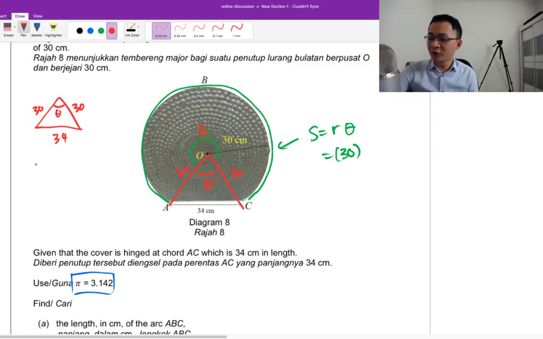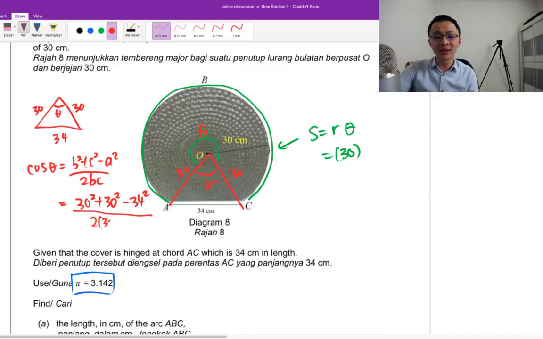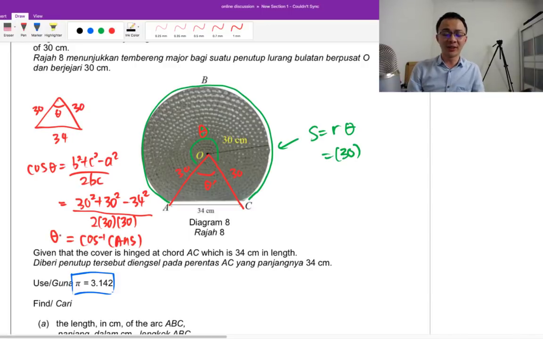The cosine rule formula is cos angle equals b square plus c square minus a square over 2bc. b and c are the 2 sides, and a is the length opposite the angle. So that is 30 square plus 30 square minus 34 square over 2 multiply 30 multiply 30. I will solve this, move my cos to the other side, and for whatever answer I have, I can then get this angle. But I will make sure my calculator is in radian.